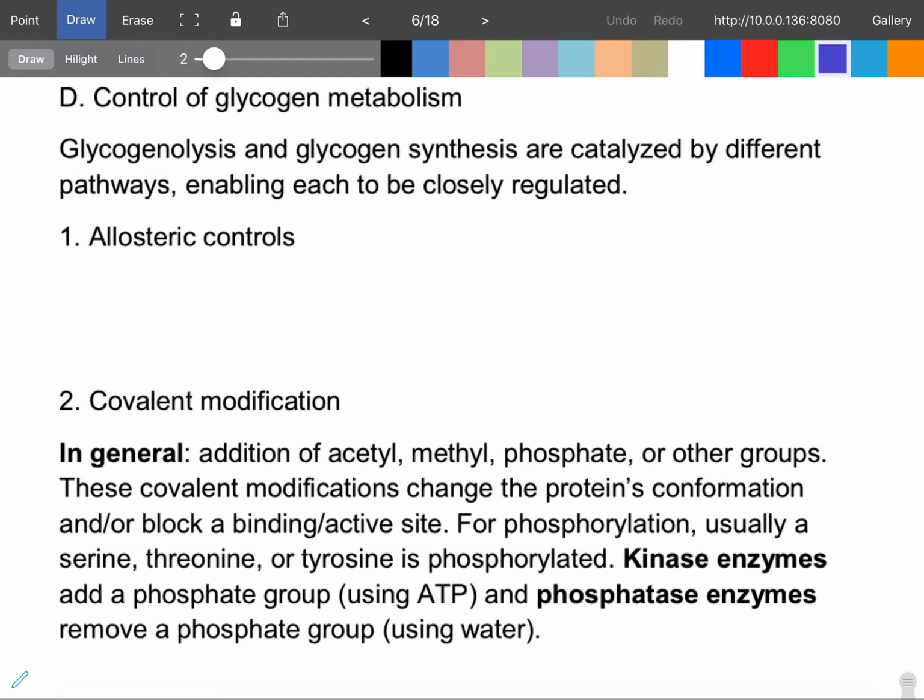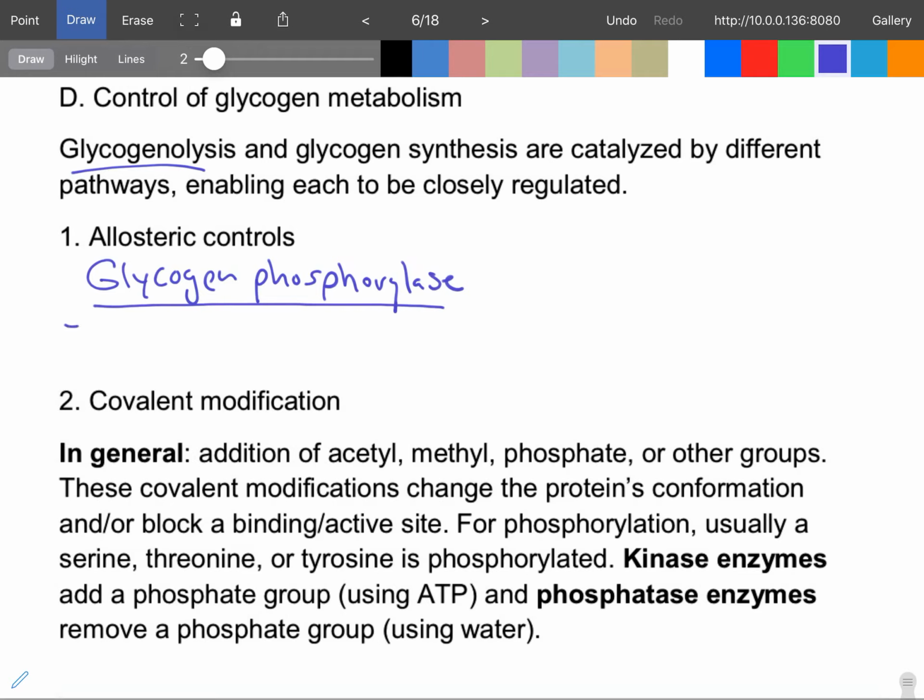One is allosteric controls, and that's something we've visited before, thinking about phosphofructokinase and how ATP and AMP modulate PFK's activity. In glycogen metabolism, we're going to look at two enzymes and focus on them intently, and that is the phosphorylase and the synthase. So remember, glycogenolysis, the process of breaking down glycogen, involves the enzyme glycogen phosphorylase. So let's think about glycogen phosphorylase in terms of how it is activated or inhibited by other things.